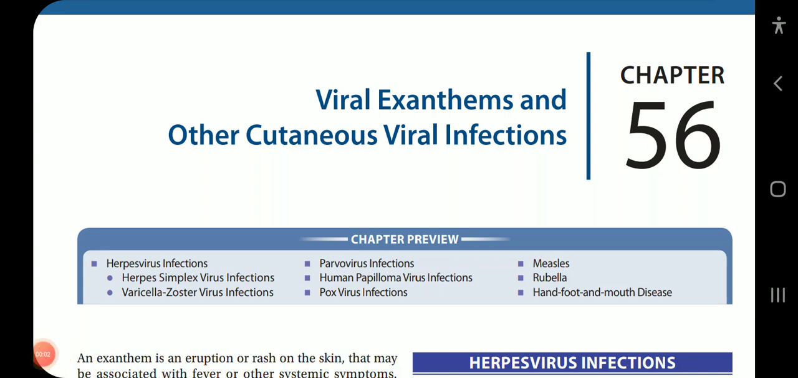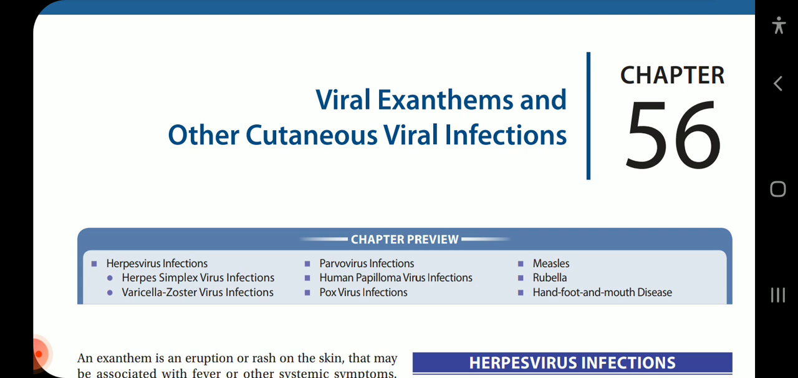So students, let's now start with chapter 56 of your Apurba Sastry Essentials of Microbiology, which is about viral exanthems and other cutaneous viral infections. In this chapter, we'll be previewing herpes infections, herpes simplex virus infection, varicella zoster virus infection, parvovirus infection, human papilloma virus infection, pox virus infection, measles, rubella, hand, foot and mouth disease.